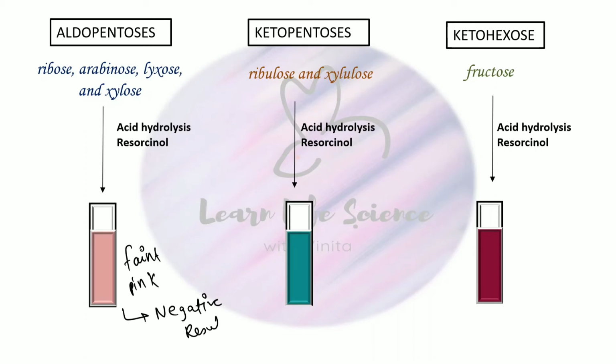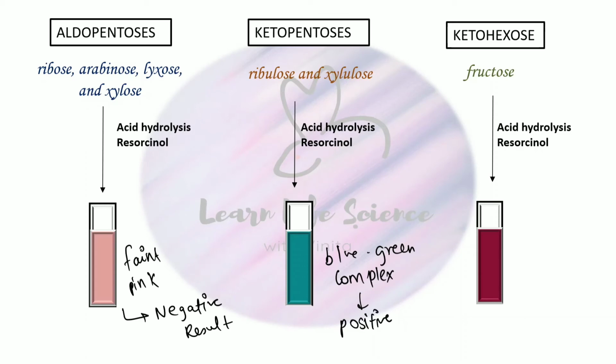Then, ketopentoses are the sugars having a ketone group or C double bond O group in their structure. For example, ribulose and xylulose. Read it carefully, it is ribulose and xylulose. When ribulose and xylulose are treated with concentrated HCl, there is rapid dehydration, and on treatment with resorcinol, you will get a blue-green colored complex, which gives a positive result.